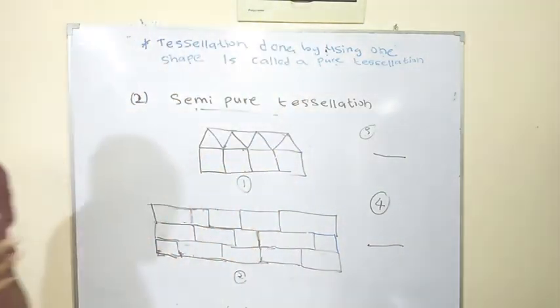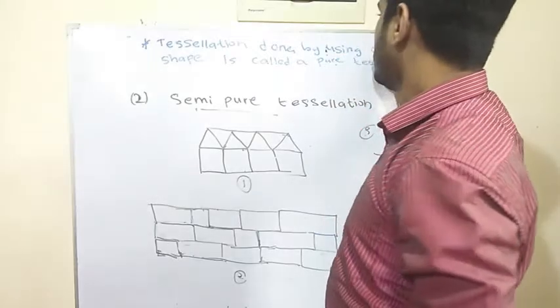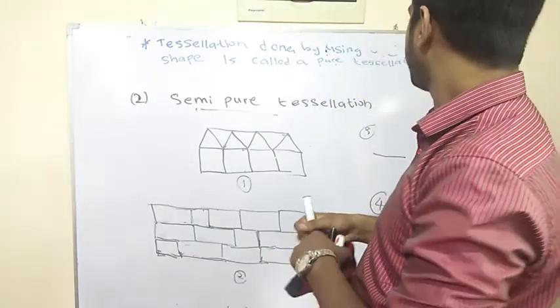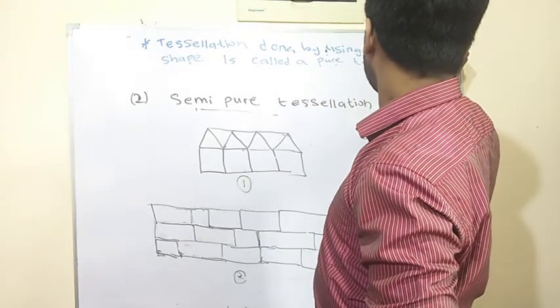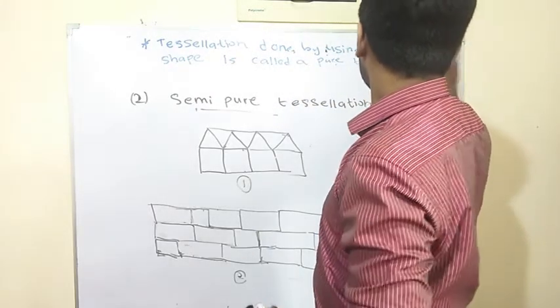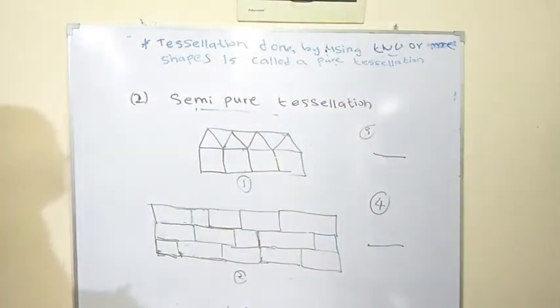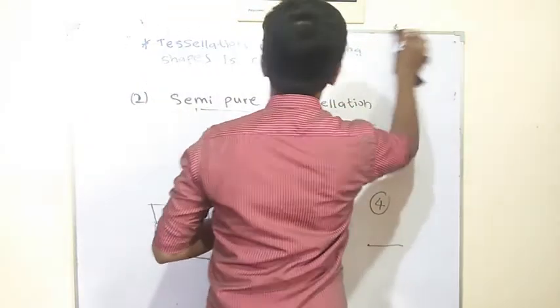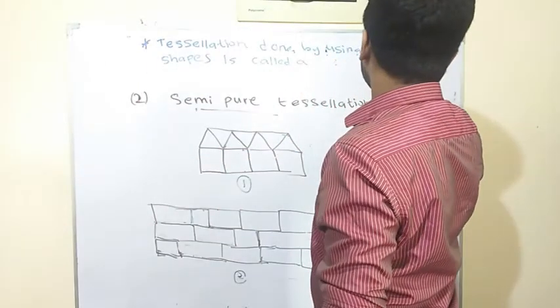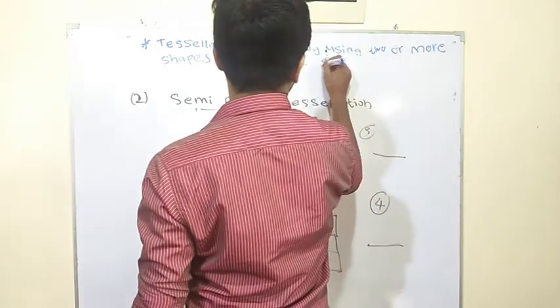A tessellation which is made by using two or more different shapes. After drawing these four diagrams, you can write: a tessellation done by using two or more shapes is called a semi-pure tessellation.